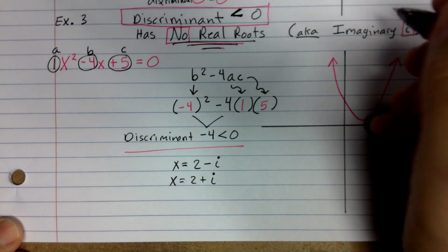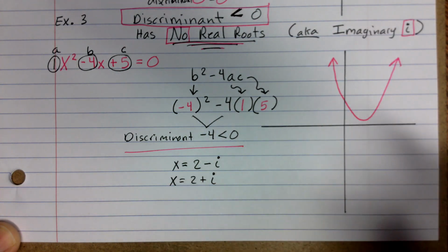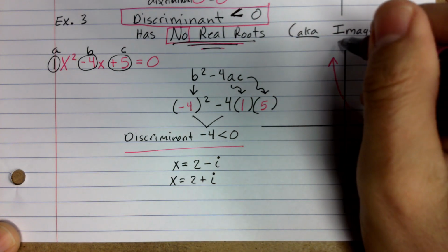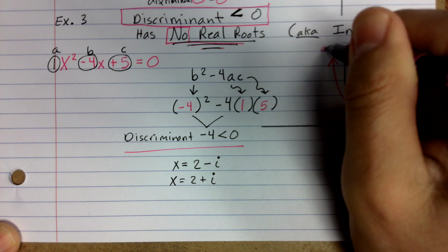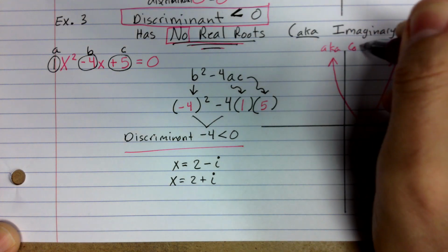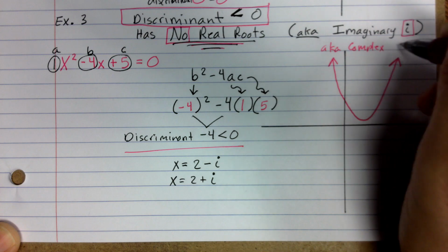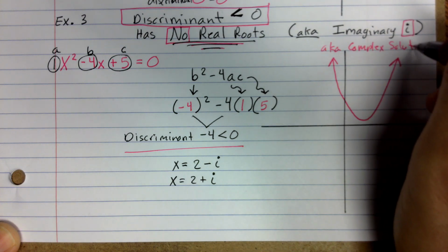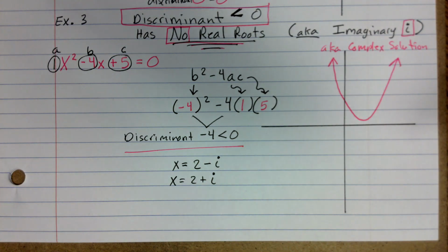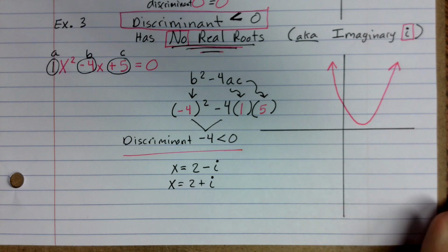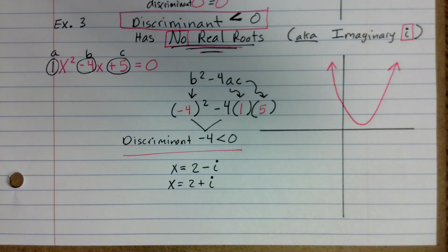Now also keep in mind that many times when we have a solution like this, where we have an imaginary number, we also like to call it a complex solution. And that's everything you need to know about using the discriminant to determine what type of solution you have.